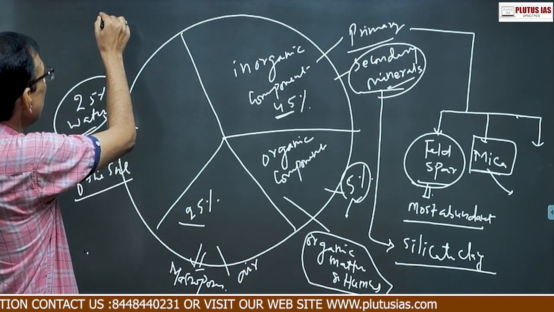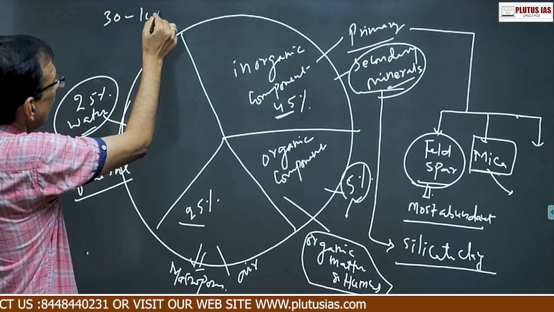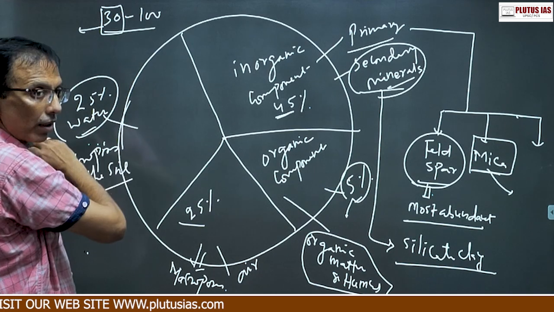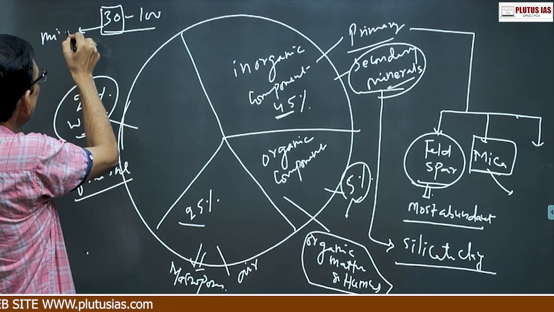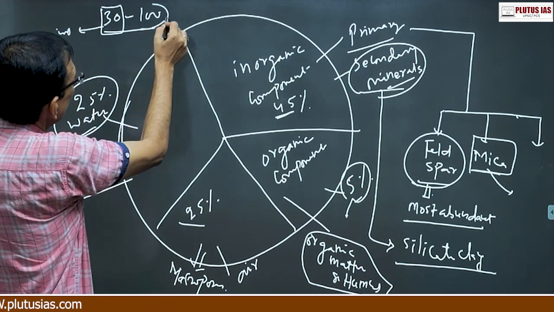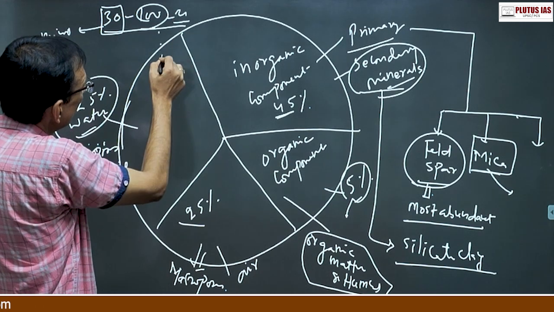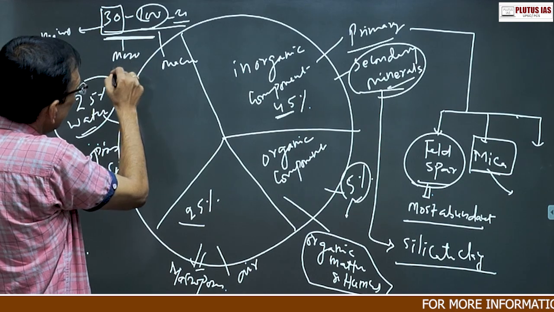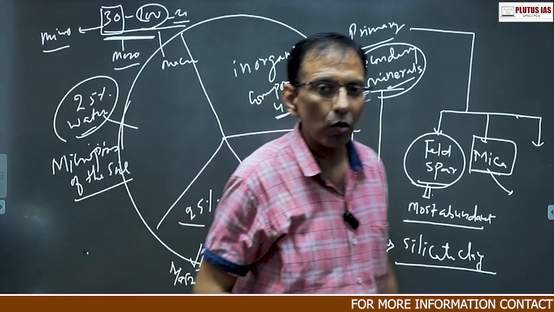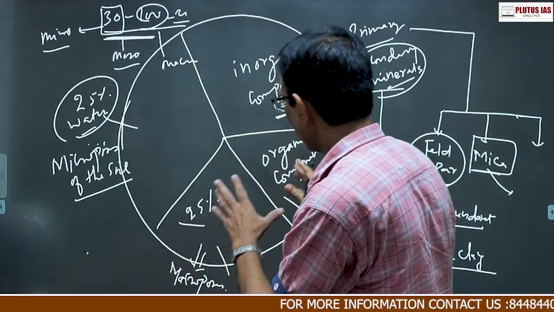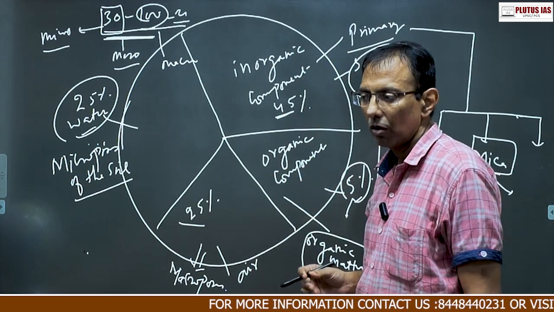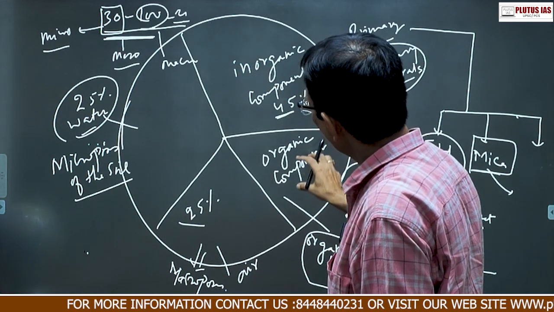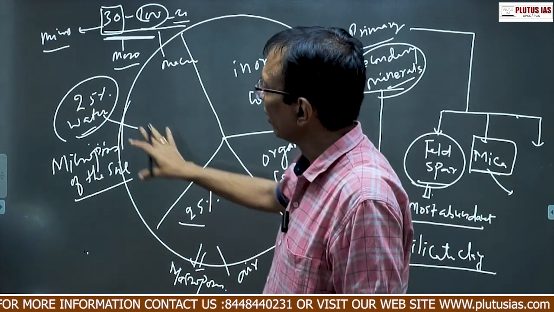So the range is between 30 to 100. So less than 30 is micro, and above 100 micron is macro, and in between that is meso. So micropores, macropores and mesopores are present in the soil. So basically soil is made up of inorganic component, then organic component, and air and water.